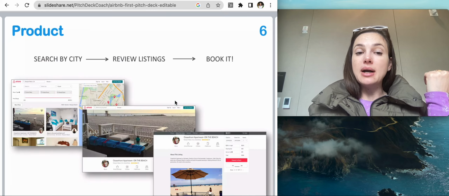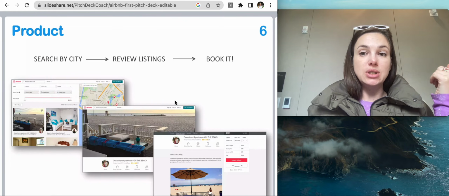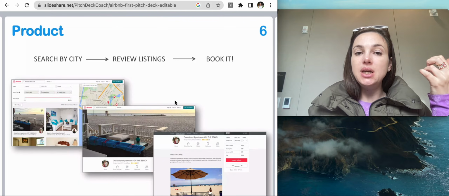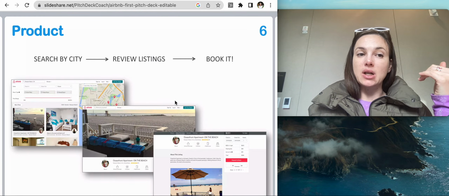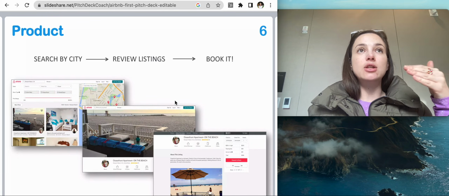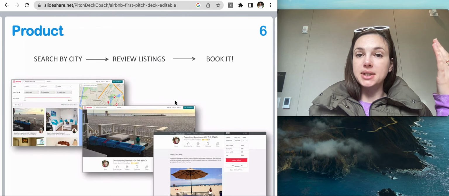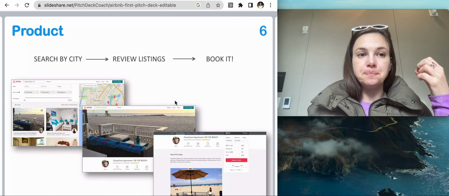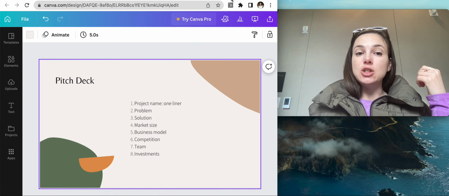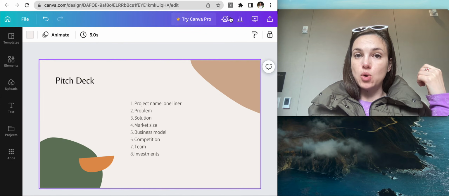Then you can talk about your product in more detail. If you have some MVP, you can show it on your slides. It's a good sign that you already worked on it and there is some basic minimum viable product that investors can touch. And after that, you talk about the business model.